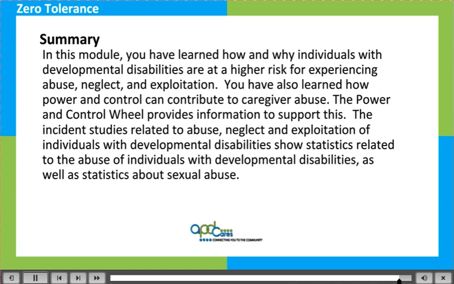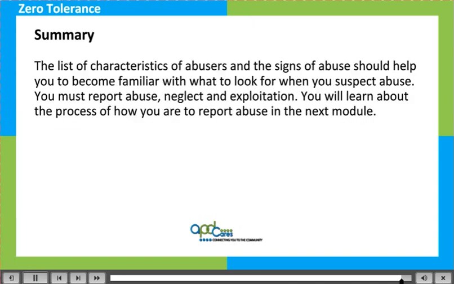The incident studies related to abuse, neglect and exploitation of individuals with developmental disabilities show statistics related to the abuse of individuals with developmental disabilities, as well as statistics about sexual abuse. The list of characteristics of abusers and the signs of abuse should help you to become familiar with what to look for when you suspect abuse. You must report abuse, neglect and exploitation. You will learn about the process of how you are to report abuse in the next module.